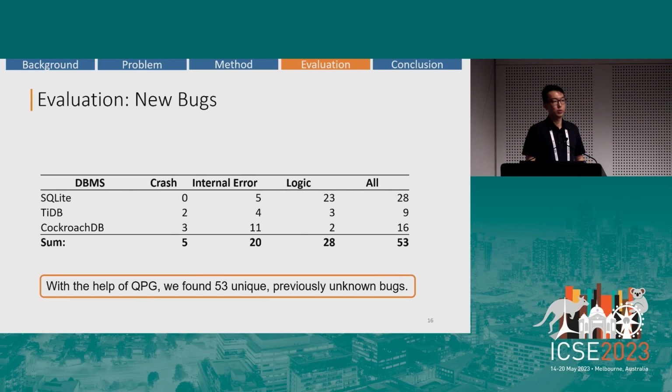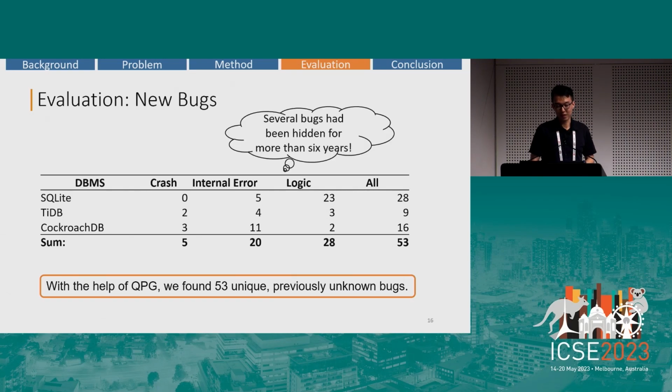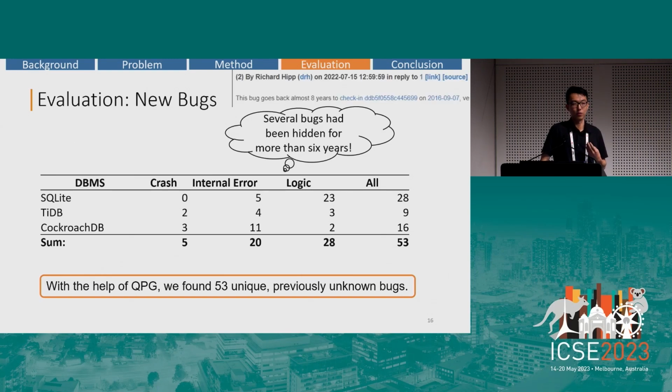For the evaluation, to demonstrate our efficiency, we want to show how many bugs we have found with the help of our method. We call it QPG, a short name for query plan guidance. We have found more than 50 unique previously unknown bugs as of last year, August. Several bugs have been hidden for more than 6 years. We are the first ones to find them. Like this one in SQLite, this bug goes back almost 8 years. And our method is also very general, finding all kinds of bugs: crash, error, and logic.